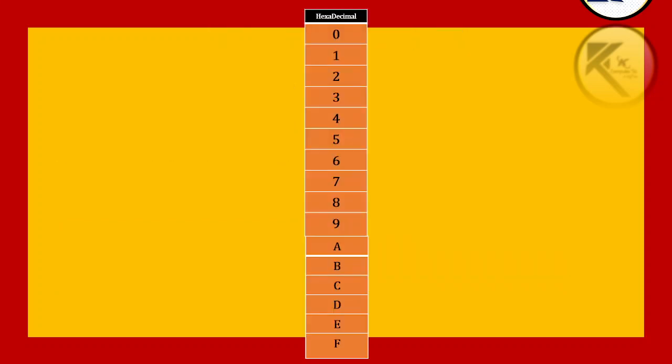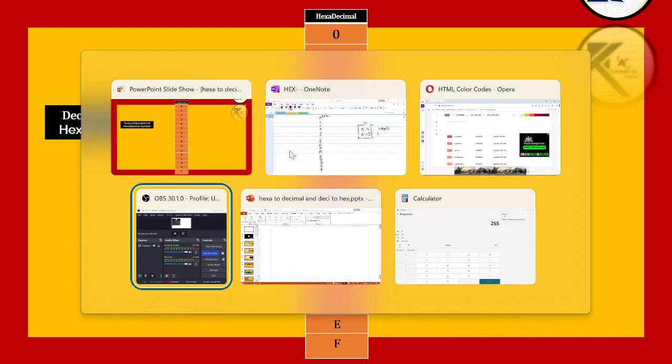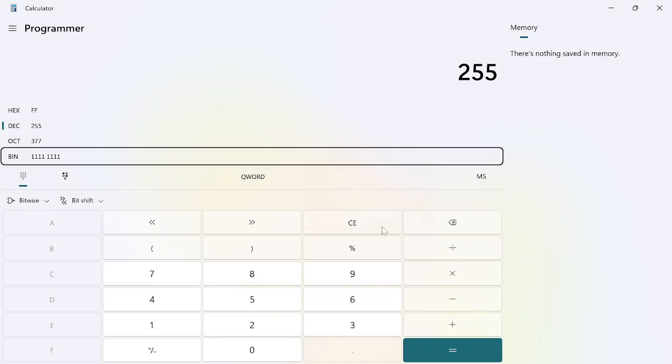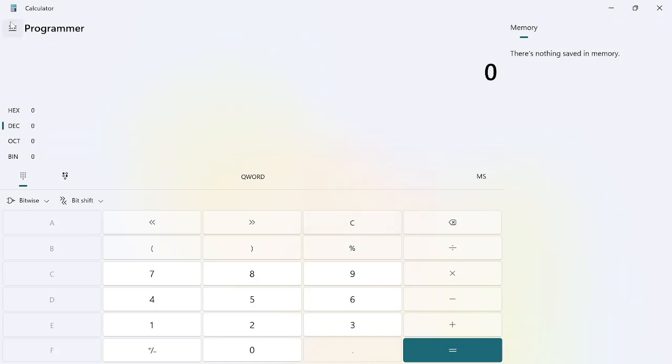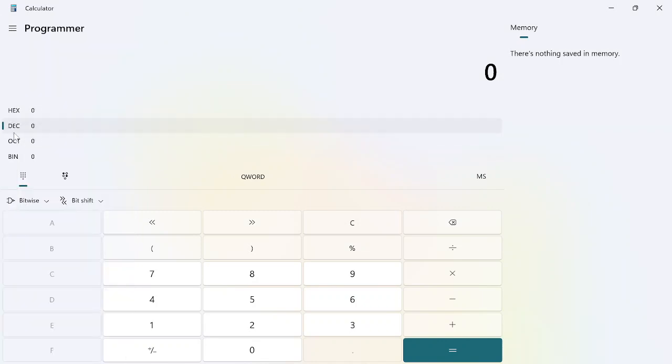So these were all the 16 hexadecimal symbols from 0 to 9, and then from A to F. But what about the decimal equivalent? Before that, let us see it in our calculator. This is the Calculator program in Windows, and you have to select the programmer option, and you will find all the number systems appearing over here: hexa, decimal, octal, and binary. If you select a number in any number system, it will show the equivalent number in the other number systems also.